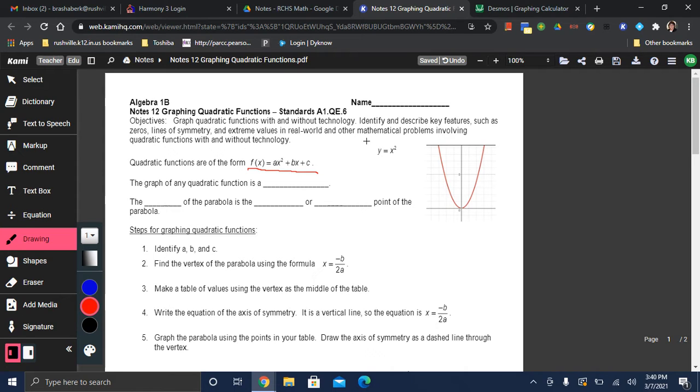Now, the most basic of these types of functions would be y equals x squared. And I might note that y equals and f of x equals are interchangeable. F of x is what we call function notation, and then the y is what we use when we're having it as an equation. The graph of any x squared quadratic is a parabola. So the graph that you see to the right is called a parabola.